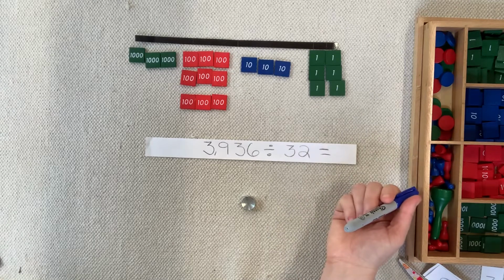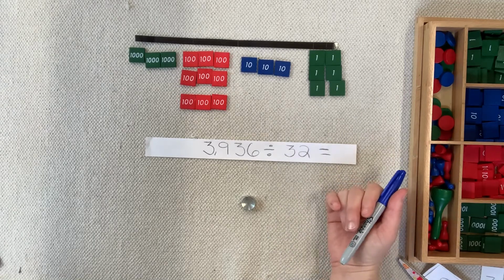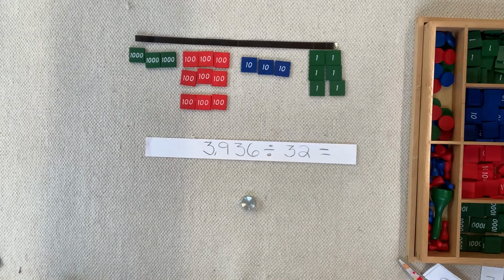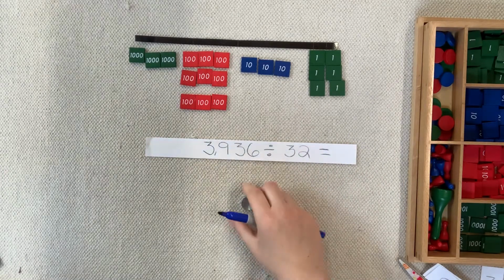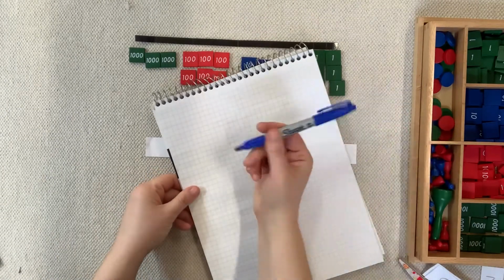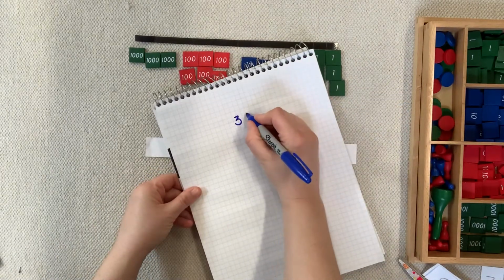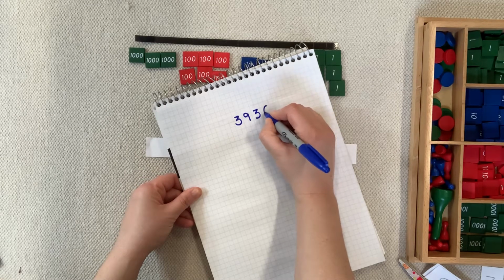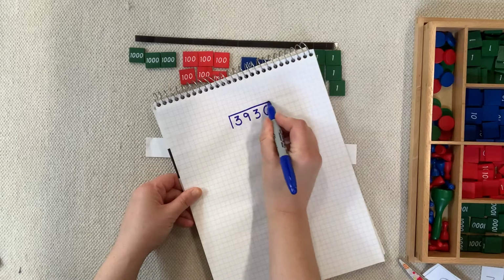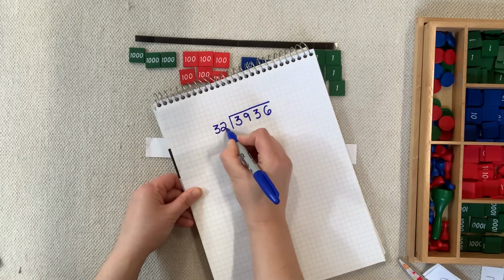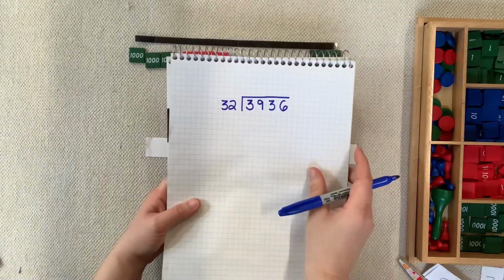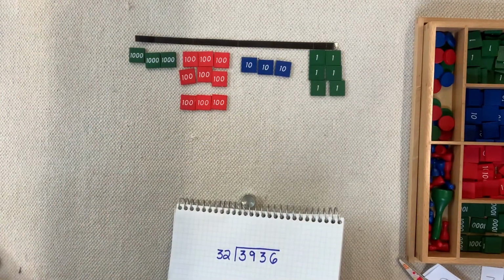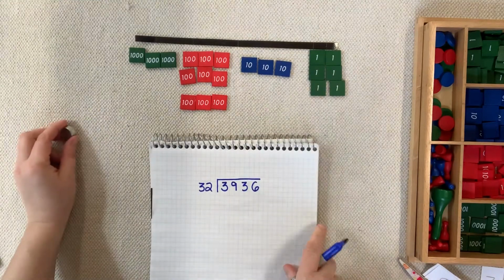and the one thing that's going to change today is that we're going to write this down in a different way. So we're going to write it down like this. 3,936 divided by 32. Okay, so it'll look like that. So we're going to get rid of this strip. We're going to do this problem a little bit differently.